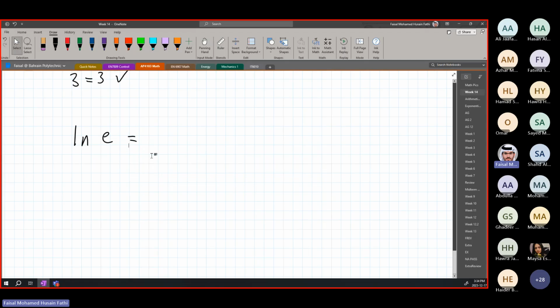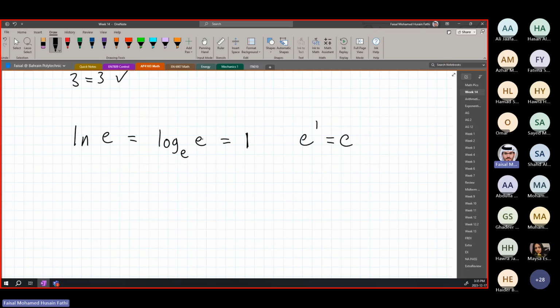ln e is basically log base e of e. Right, log base e of e. So when the base and the number are equal, what is the answer of that? When we have the base equal to the number, what is the answer? Exactly, it is 1. If we transform this into exponential, we're saying e to the power of 1 is equal to e. All right? So ln e is simply equal to 1.